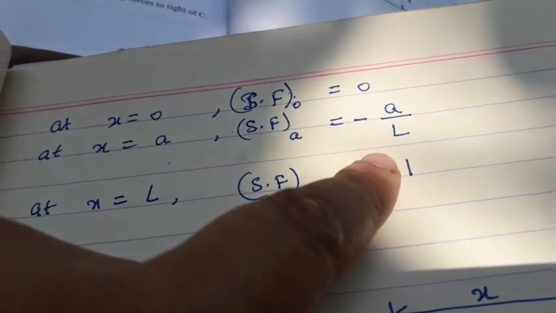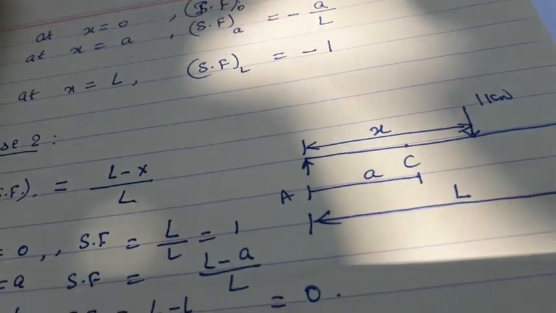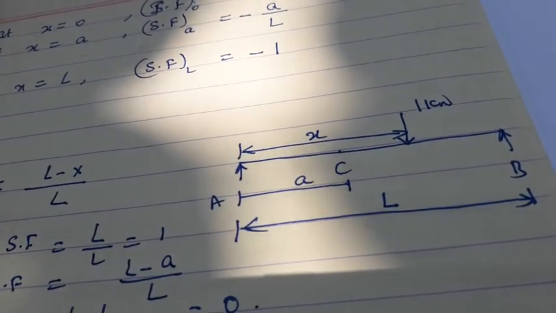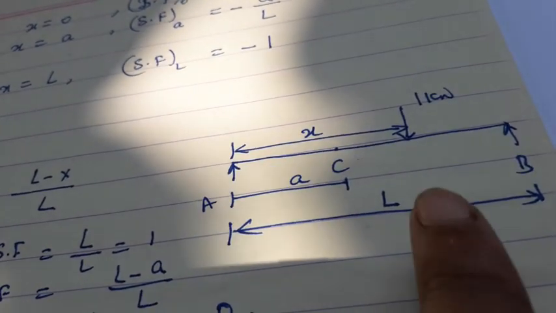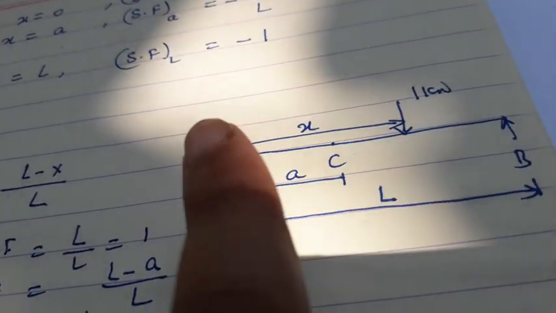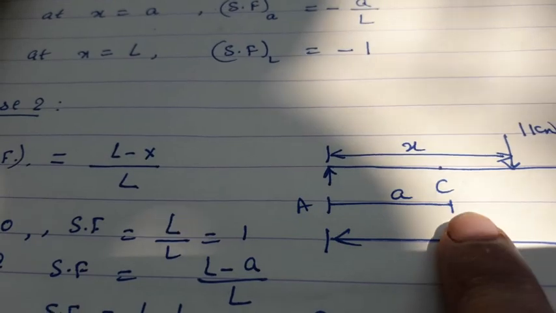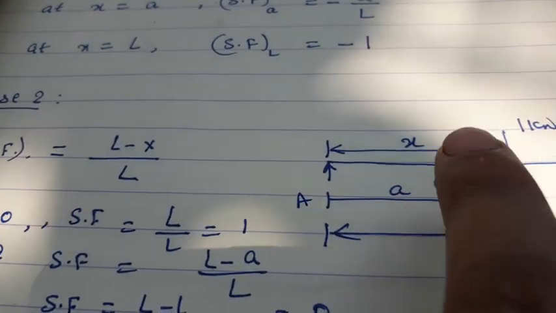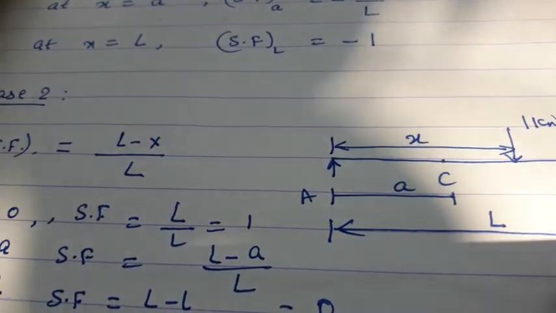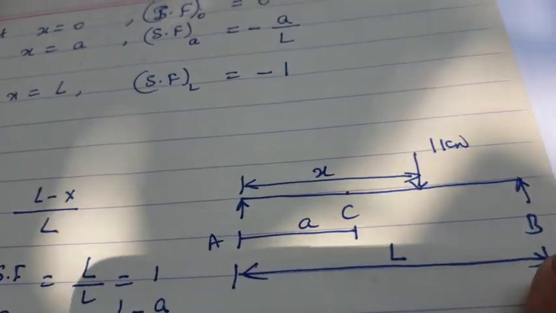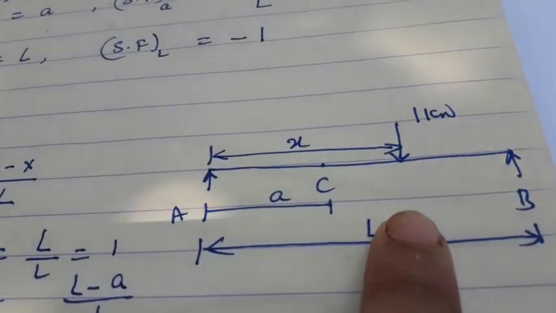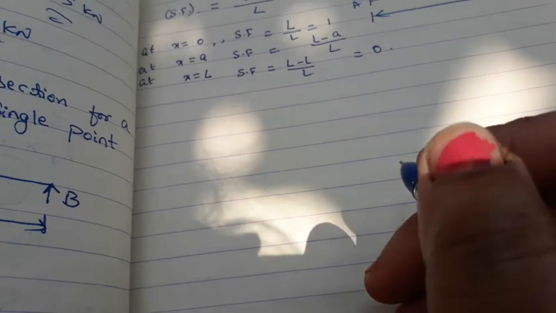So here we can see that these are the positive values and these are the negative values. So we can say that the shear force has both negative ordinate and positive ordinate. When the load is in the AC portion, you will have the negative ordinates. When the load is in the CB portion, you will have the positive ordinate. So for this we have to draw the influence line diagram.